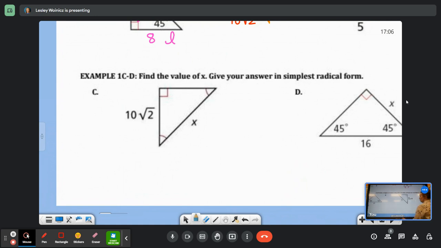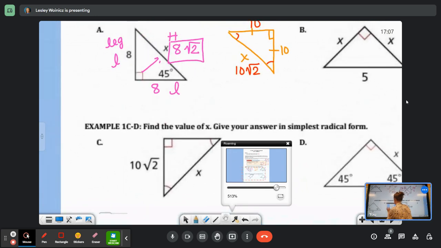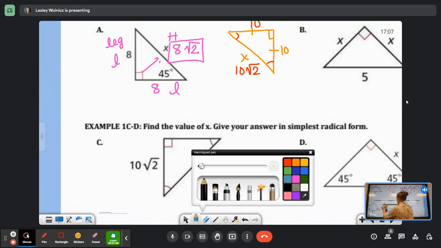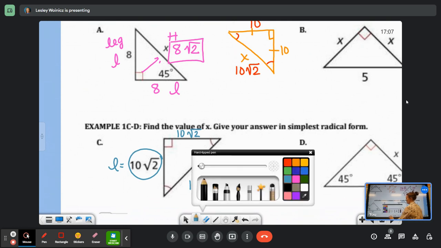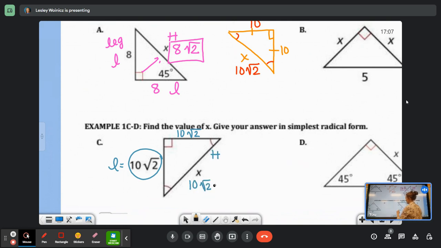Okay, this one's a little bit weirdo. Here, let me put the whole thing on so you can see the other ones. So here's my leg. My other leg is also 10 root 2, and this is my hypotenuse over here. So I have to put this whole leg in front of the square root of 2. So this is my leg, 10 root 2, and then I also have to put the times root 2, just like I put this times root 2.